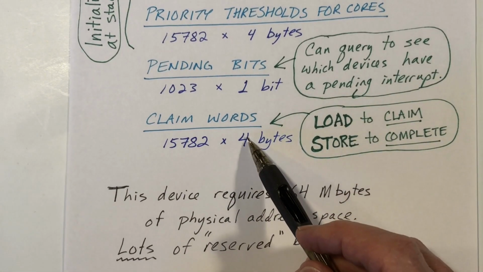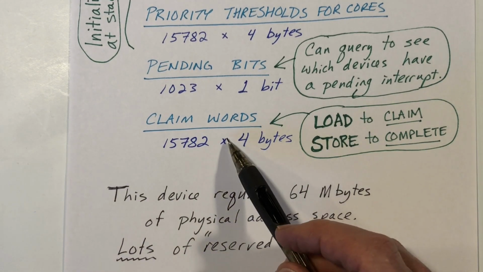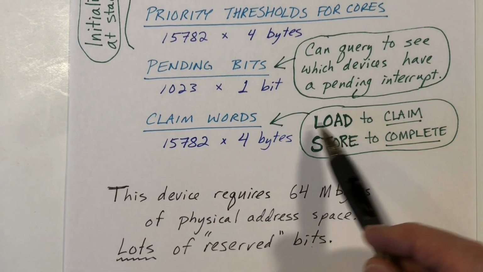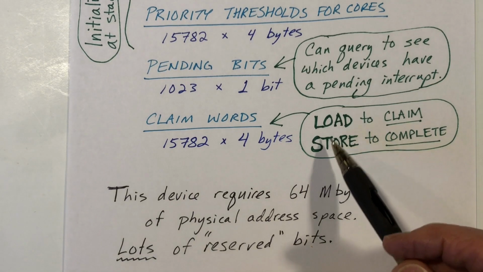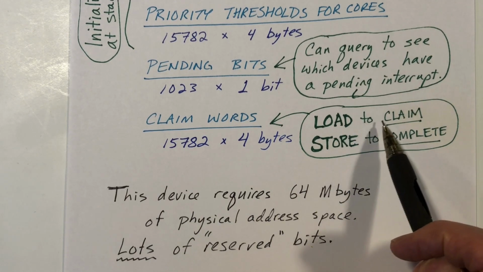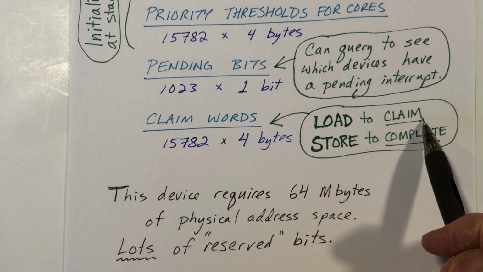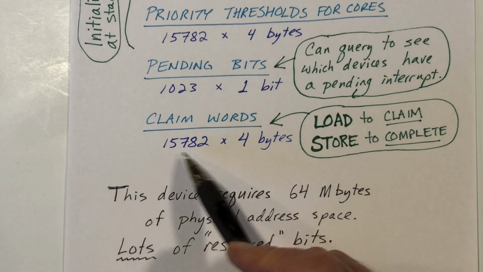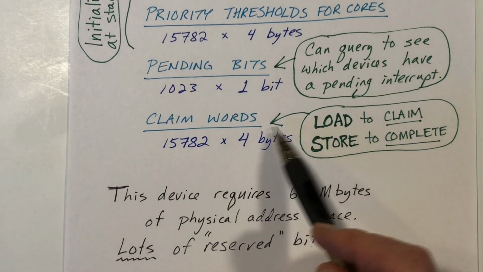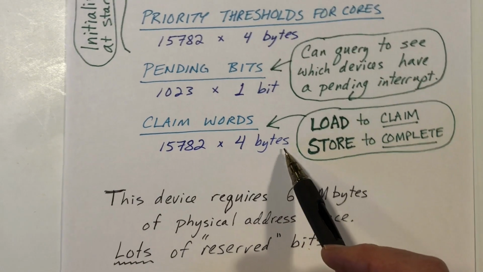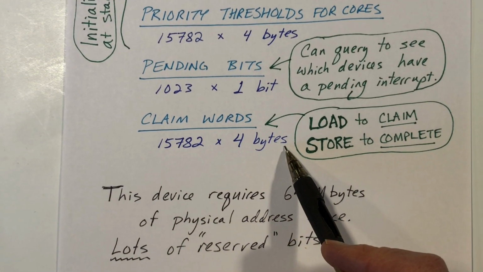And then finally we have, and this is probably the most important one, these are the claim words. So for each target, there is a word. And you can either load or store to this location. What the core will do is a load to the address that's associated with that target to claim an interrupt. So when an external interrupt is signaled on a particular core, that core will load from the word that corresponds to it a 4-byte value, and that will be the ID of the device that is requesting an interrupt. Or it might be 0 if some other core got to that interrupt first.